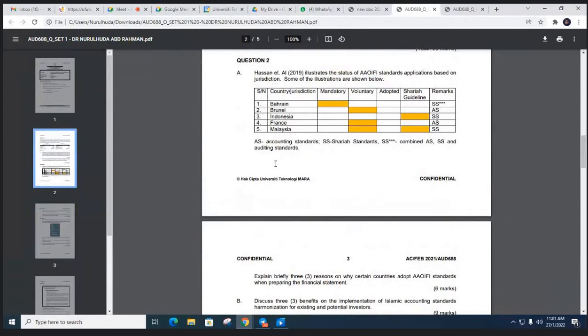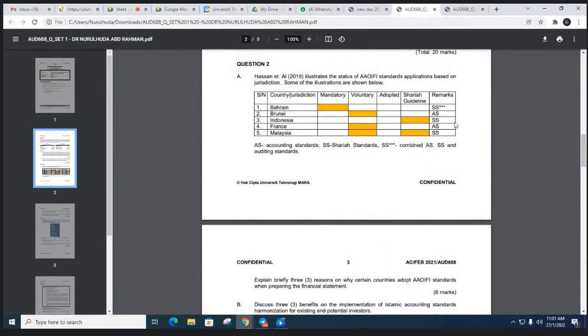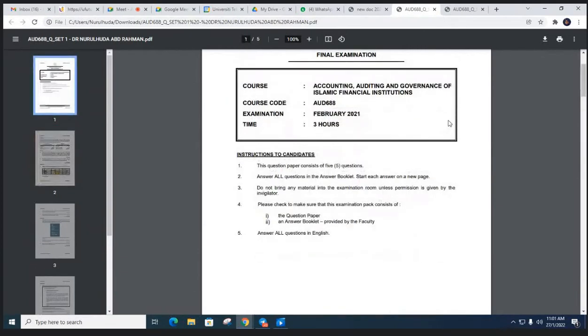Question tu belum. Belum. Okay, if you look at the table, article ni illustrate the status of IFI standard application based on jurisdiction, meaning IFI issued standards, for example, accounting standard, Sharia standard, or here SS is a combination of accounting standard and auditing standard. Sharia standard. Okay. So this one is February 2021.